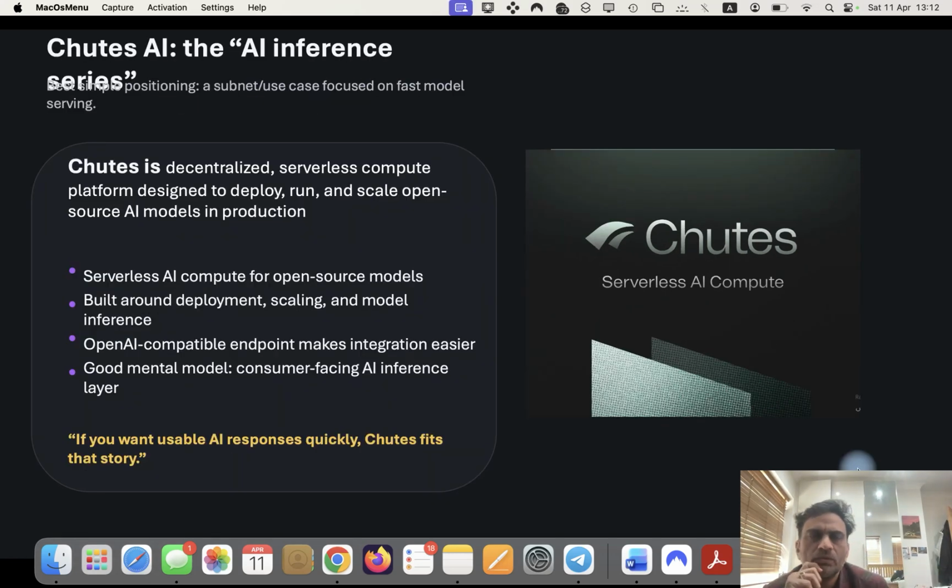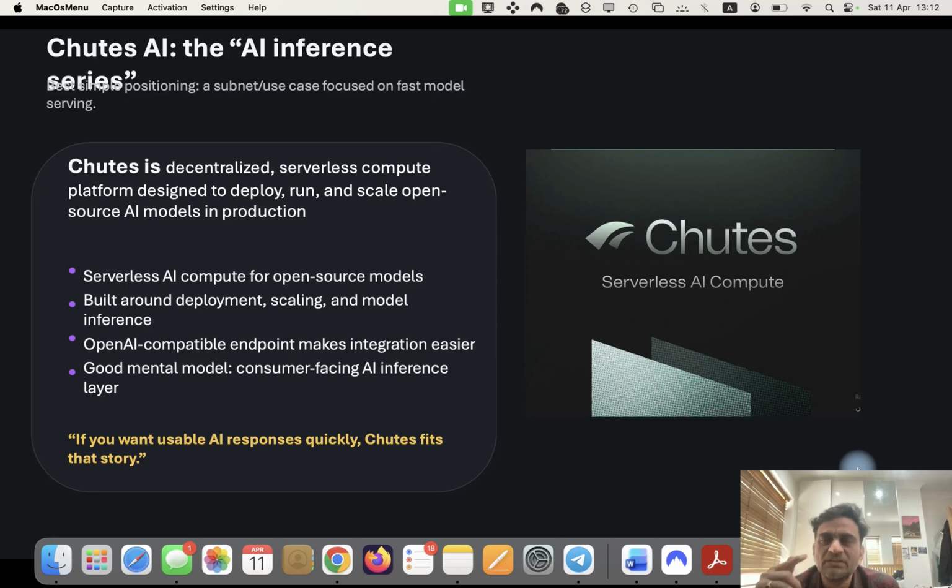Okay, so what is Chutes? Chutes AI is one of the oldest subnets having a real world use case. Try to understand Chutes as a decentralized serverless compute platform designed to deploy, run, and scale open source AI models in production. The biggest advantage of Chutes is that it has OpenAI compatibility, so it can work with the existing models.